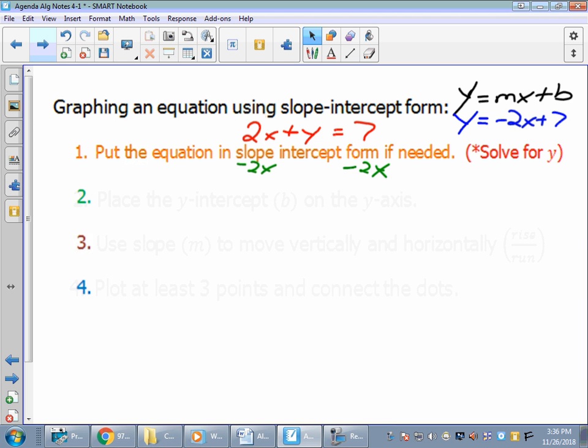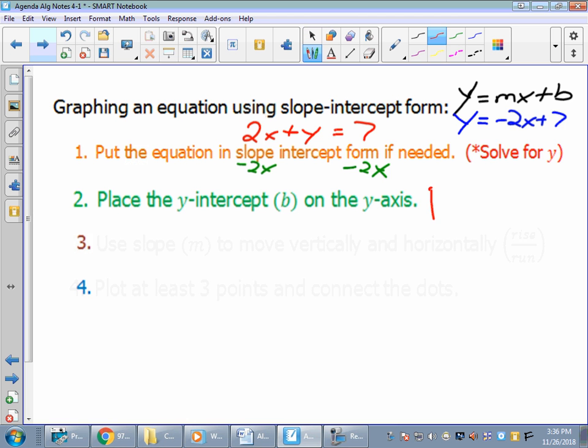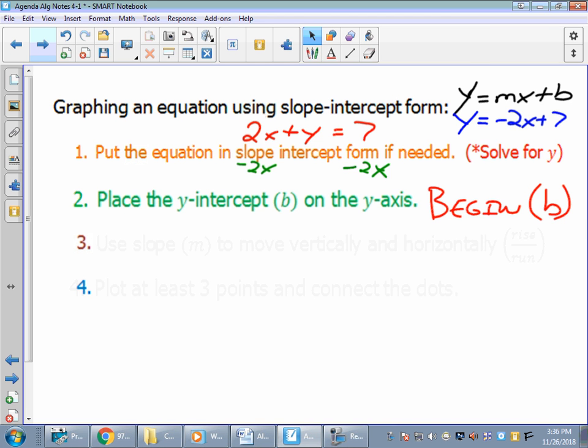If it's already in slope-intercept form, don't worry about it. But if you need to do it, then we're in good shape. Now, place the y-intercept, your b value, on the y-axis. So we're going to begin with b. That's where we're going to start our graph. Put the y-intercept on there. We know it crosses there, and we're good to go.